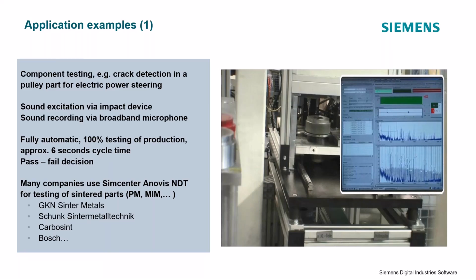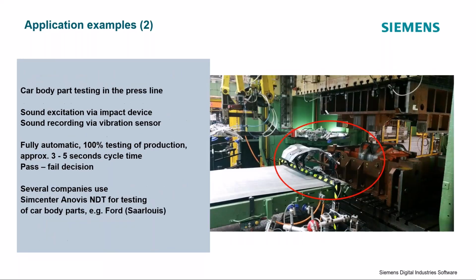Okay, there are plenty of companies using Simcenter Novus NDT for testing sintered metal parts, like GKN Sinter Metals. It's the biggest player in this field, an American company, or Schunk Sinter Metalltechnik, or Bosch in several countries, or in Italy, Carpsint, or in Denmark, Syntex. Okay, let's go on to the next example.